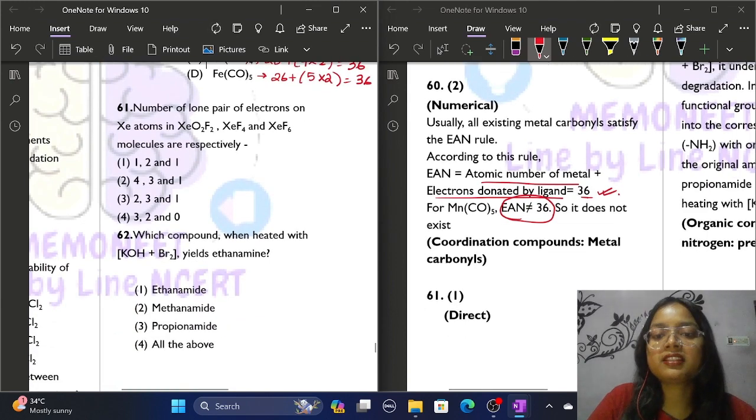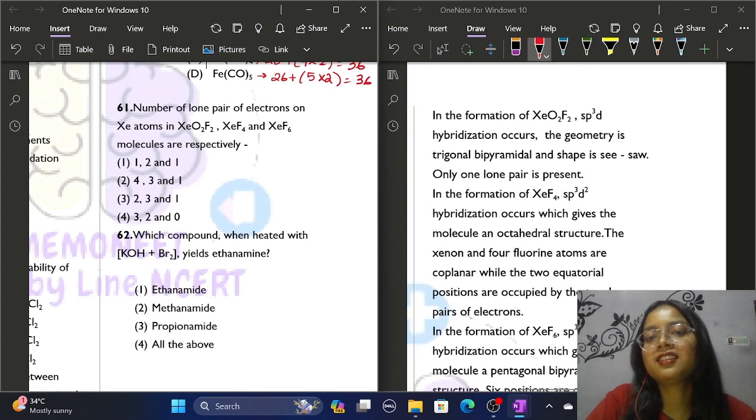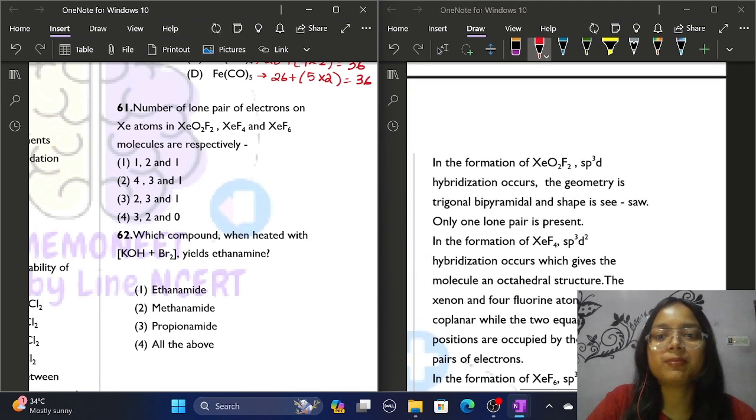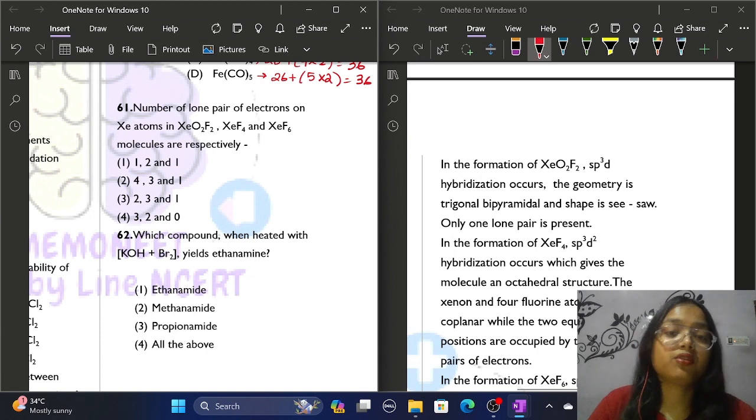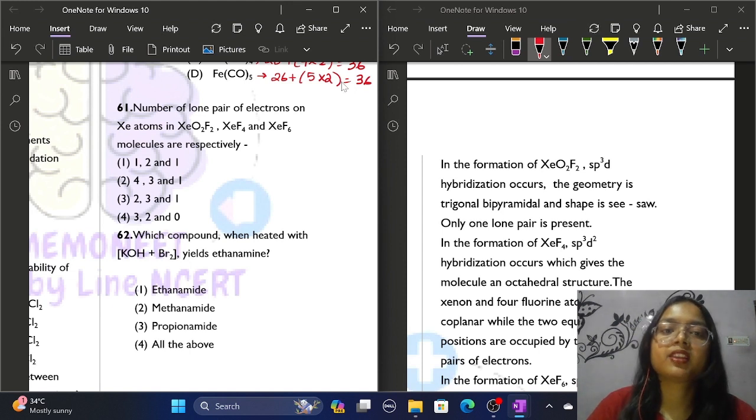So question number 61 is a direct question. Sometimes it happens that you are in the examination hall and that particular theory answer doesn't come to your mind. In that situation, don't panic at all. Try to remember as much as you can, but in the meanwhile, try to attempt the questions that you are sure about. Okay, so let's see this question.